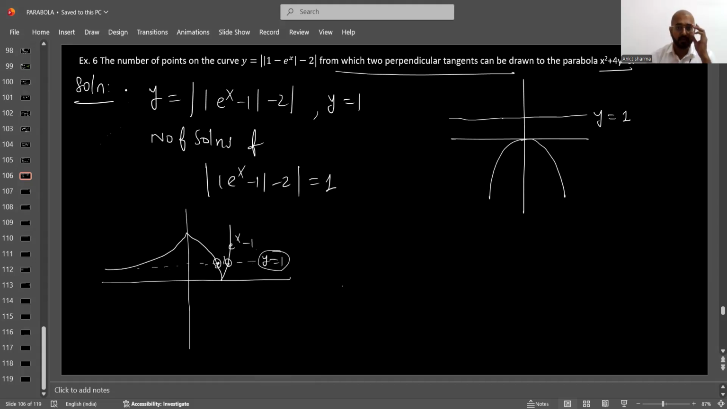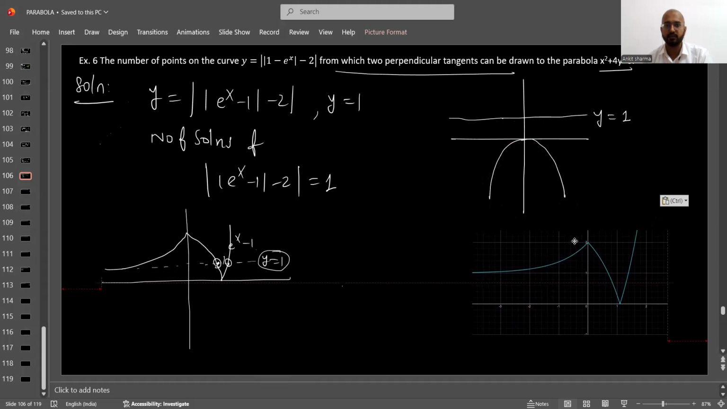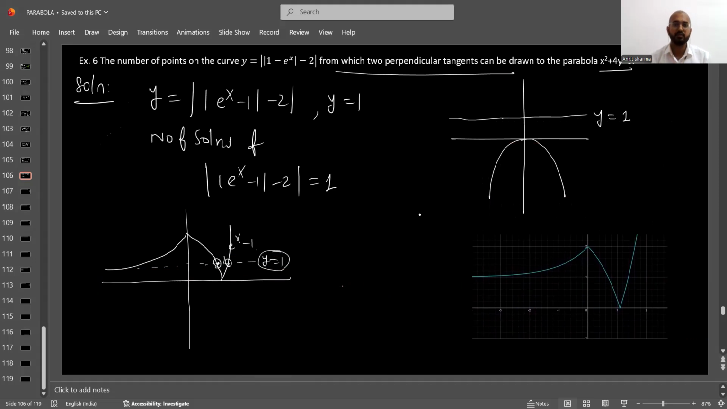For more clarity, I'll present the picture of the same diagram here. The graph would look somewhat like this. We have drawn the same replica, in fact. And now you can see this is my line y equal to 1. If I draw the line y equal to 1, they intersect at these 2 points. Also, this line y equal to 1 is an asymptote to this graph, which means this graph and this line are not going to make any solution. So we have two solutions. That means there are 2 points on this curve from which two perpendicular tangents can be drawn to this parabola. So the answer would be 2.